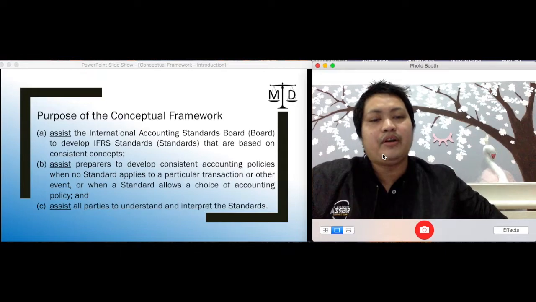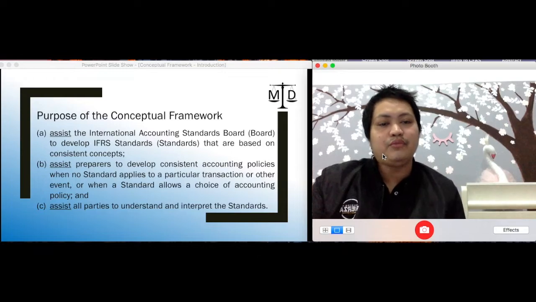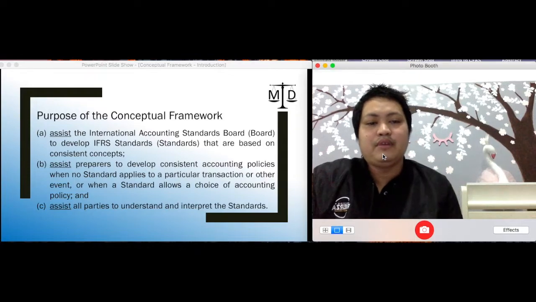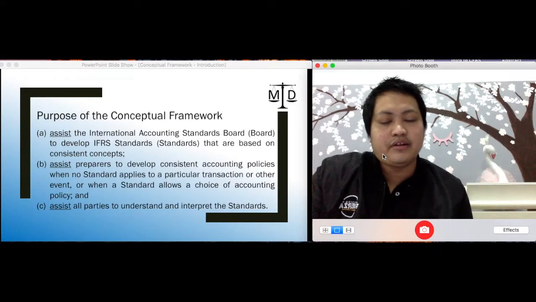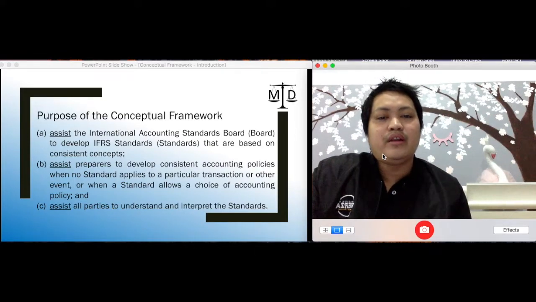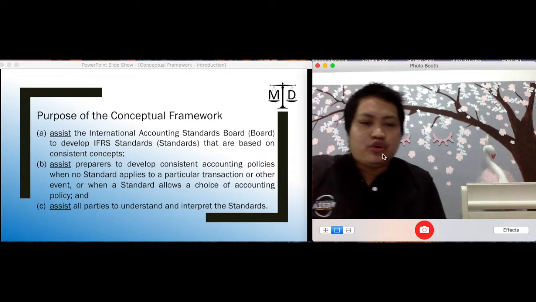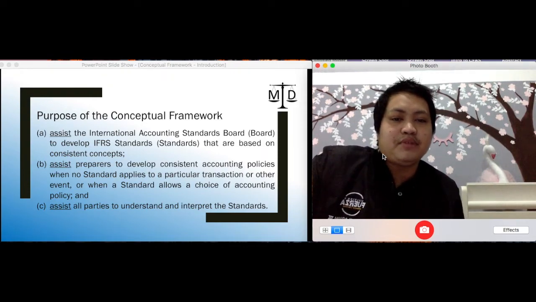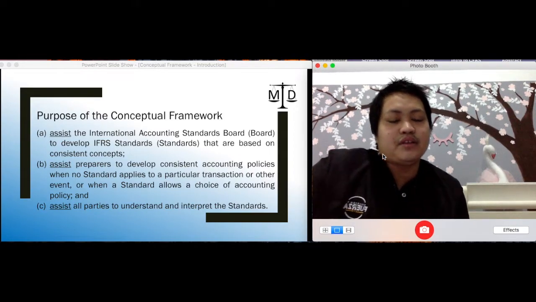So all we have to remember is who is supposed to be assisted. The three groups that are going to be assisted by the framework are, number one, the IASB, as they develop the accounting standards. Second is the preparers of your financial statements, whenever the standards present the preparers with an option on what policy to use, or in case the standard does not provide any specific provision. The third would be to assist users of the financial statements in understanding the financial reports.